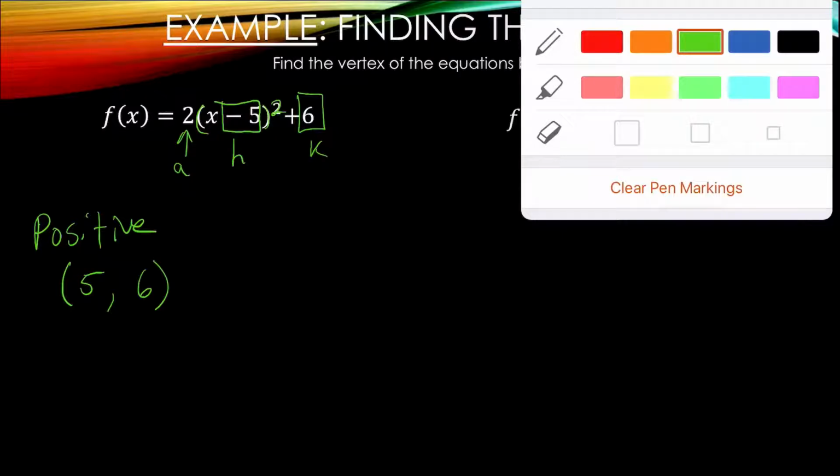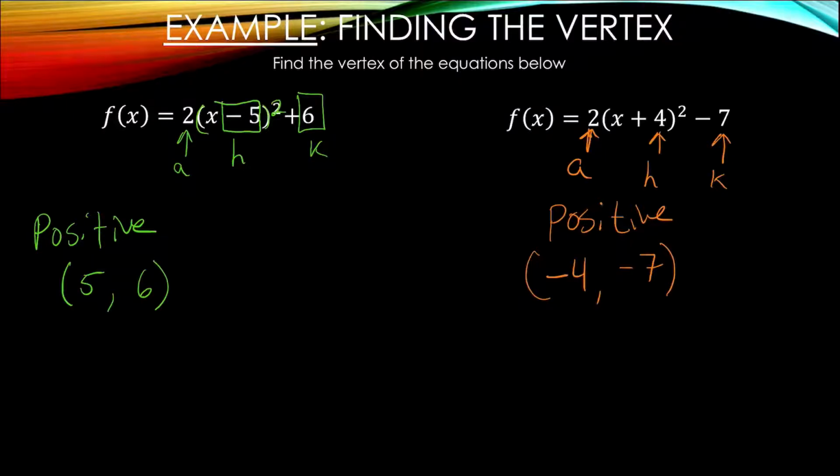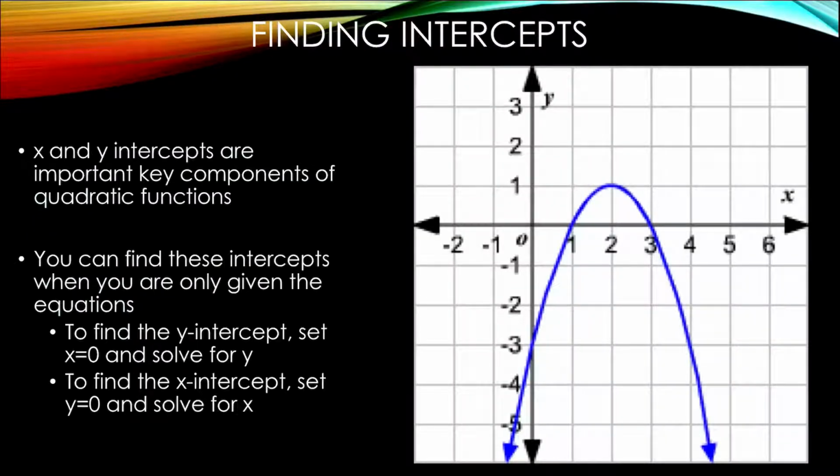So we're going to do the same thing over in this problem. We're going to identify. I have my A, my H, and my K. Once again, we know it's positive. H, we know is 4, so we're going to do the opposite. So I know my vertex would be at negative 4, and the y value of the vertex is going to stay exactly the same at negative 7. It's as simple as that.